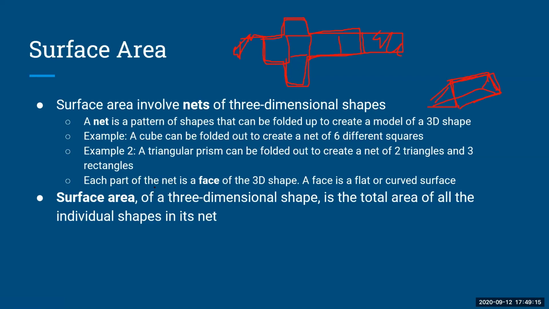And so each part of the net is a face of the 3D shape. Basically, each one of these shapes is a face of the 3D shape. And a face is like a flat or curved surface. Yes, you can have curved surfaces.